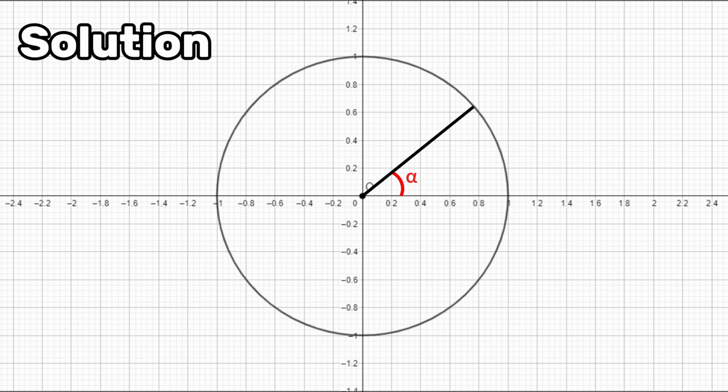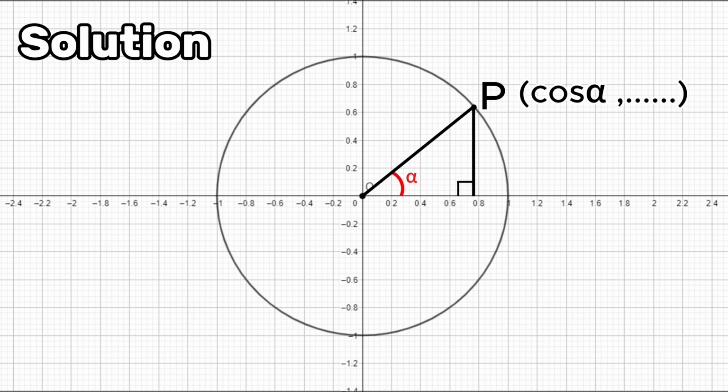That line intersects the circle at exactly 1 point. Then, add a vertical line from that point straight down to the x-axis. You have now created a triangle, a right triangle, inside the unit circle. The x-coordinate of that point is the cosine of alpha.